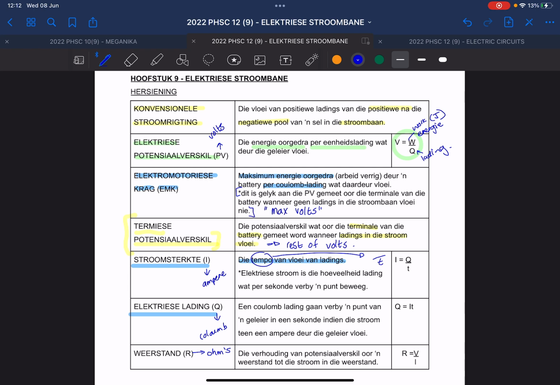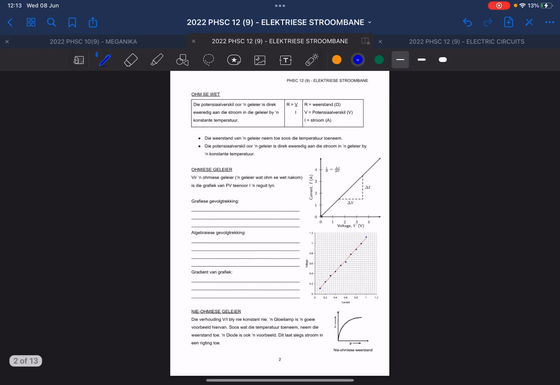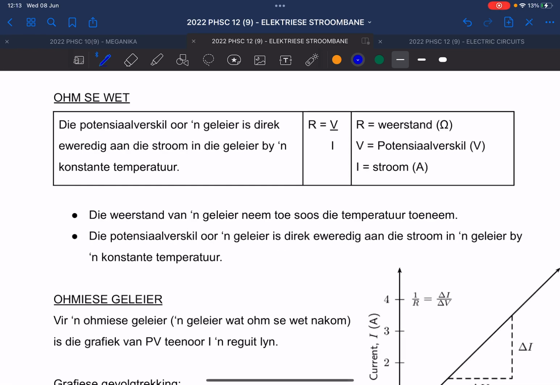Enige vrae daar, enigiets wat ek moet deurgaan of weer verduidelik. Okay, volgende bladsy. Right, then in grade 11, the thing that came in grade 11 from grade 10 is Ohm's law, Ohm's wet.